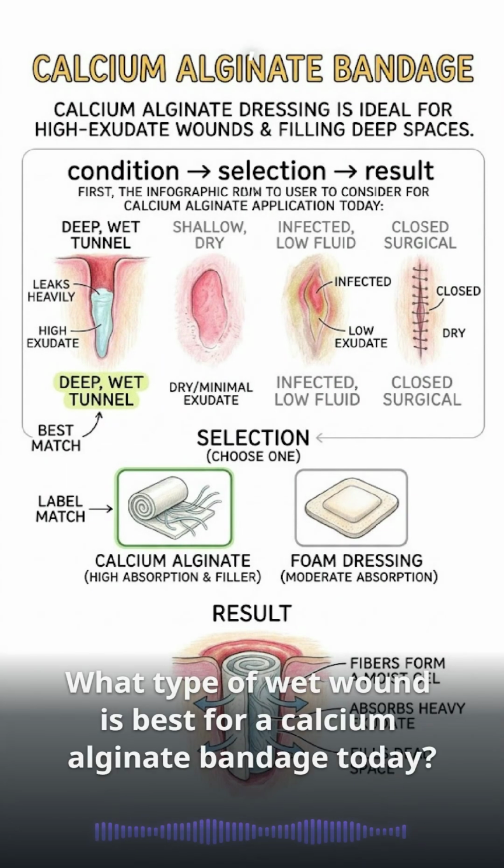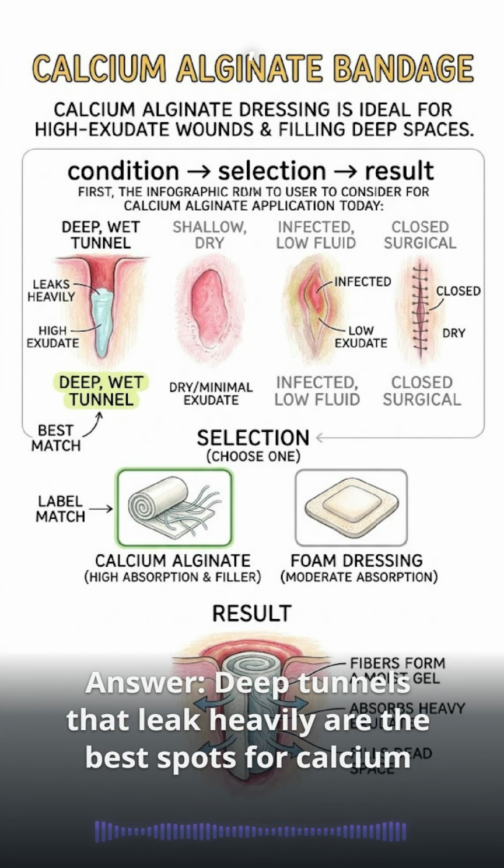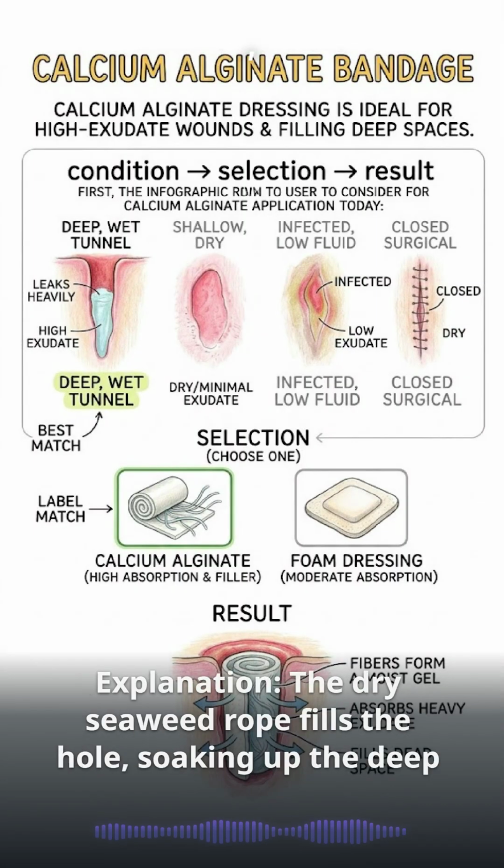83. What type of wet wound is best for a calcium alginate bandage today? Deep tunnels that leak heavily are the best spots for calcium alginate. The dry seaweed rope fills the hole, soaking up the deep fluid.